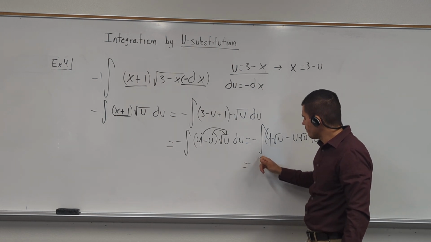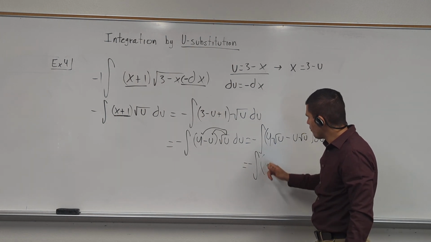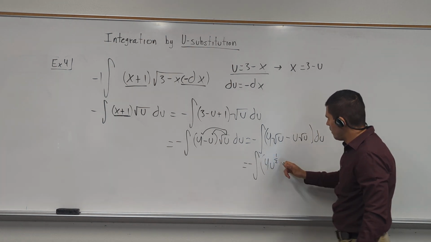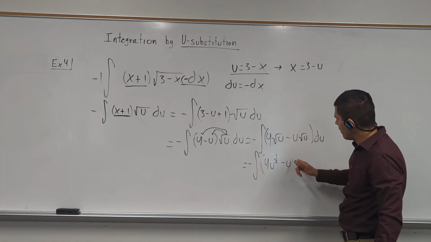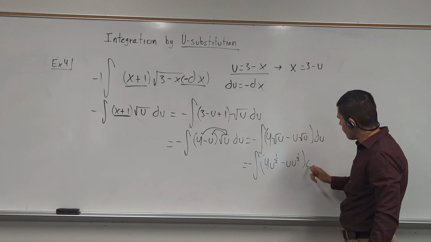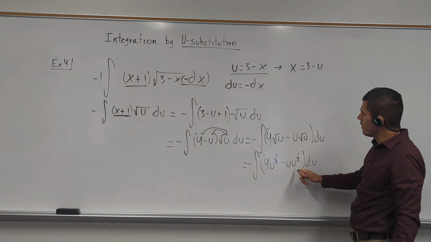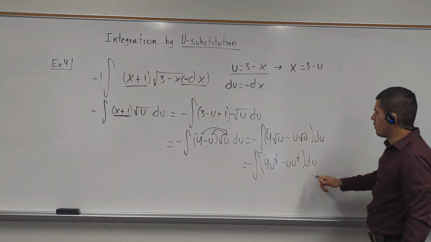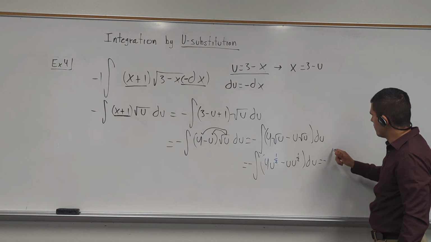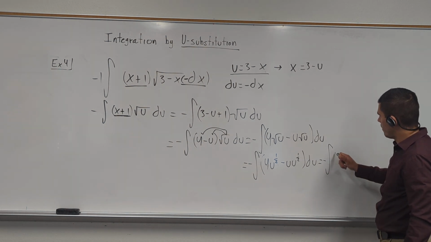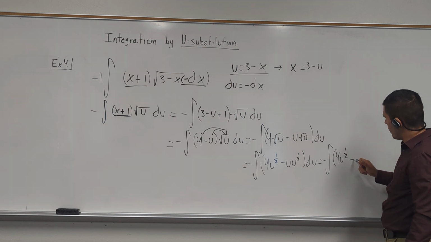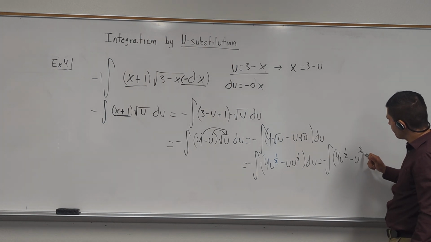Recall from algebra that a square root can be written as u to the power of 1/2. So if I do that, then it would be u times u to the 1/2. And if you recall from algebra, when you're multiplying and you have the same base, you can just add the powers. So that would give me 2, negative antiderivative, 4 u to the 1/2 minus u to the 3/2 du.